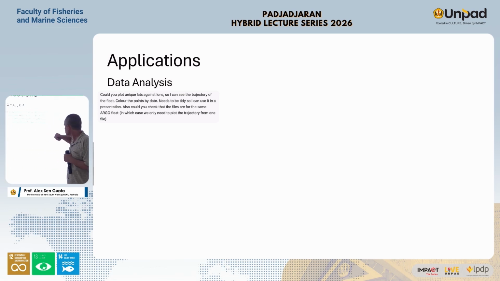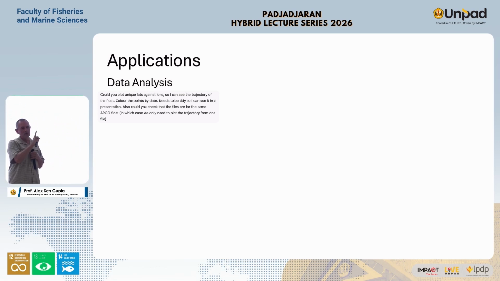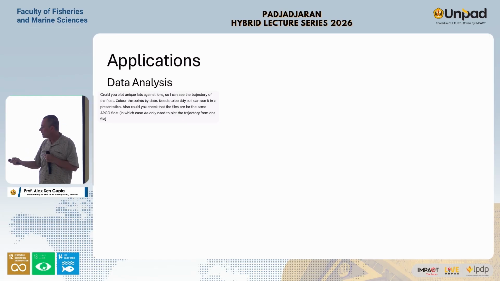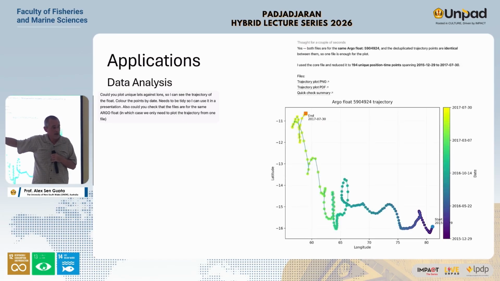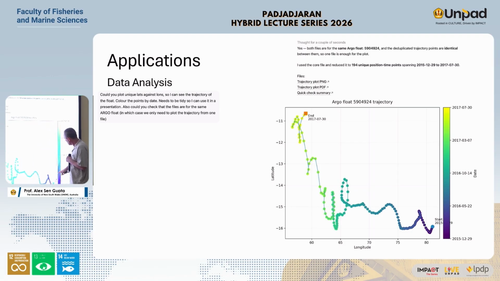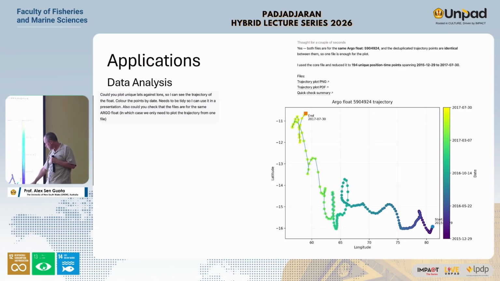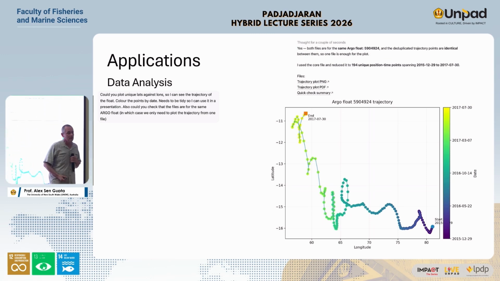So what I'm asking it now to do is to plot the latitude and longitude of this float. That means I can get the Lagrangian trajectory of the float. I've asked it to plot the latitude and longitude of the data, and I've told the AI to color code the data points by the date. So I can see that in December 2015, it was here, and over time it wiggled around, went westwards and northwards, and it ended up here, right?